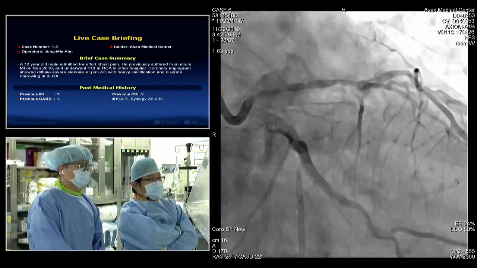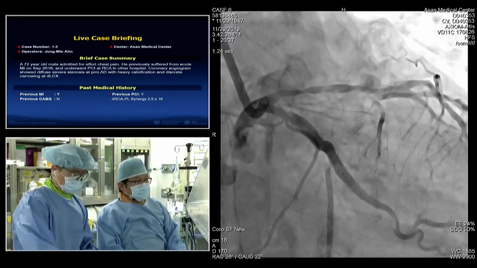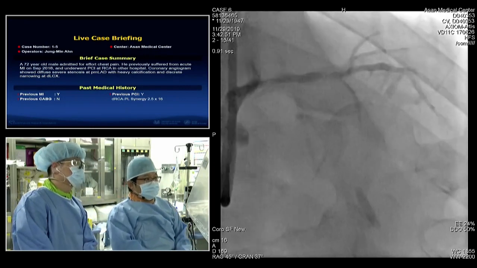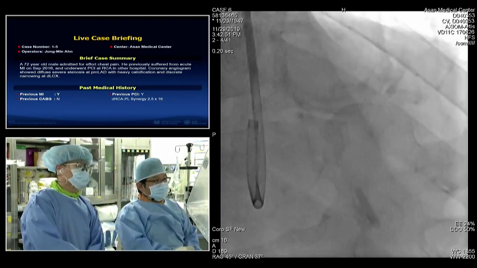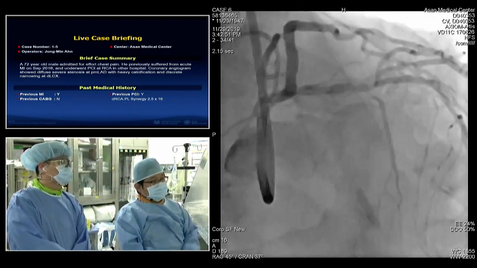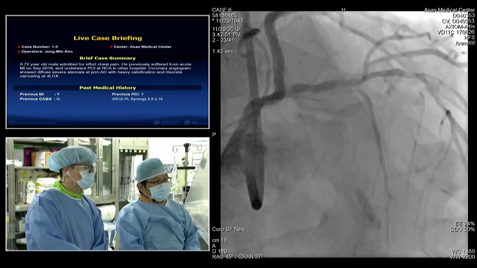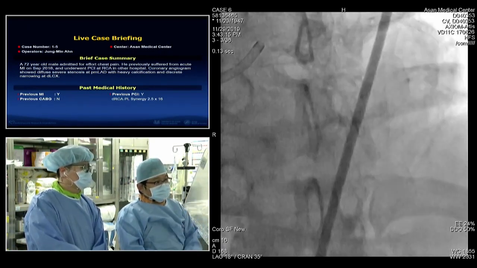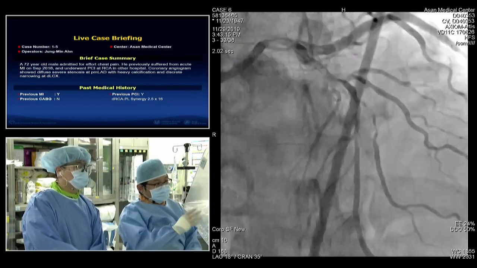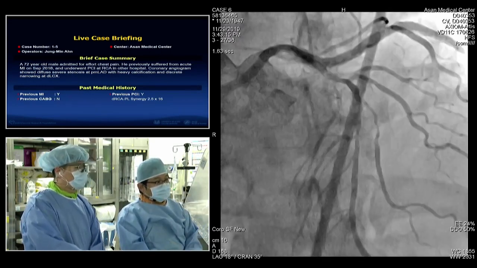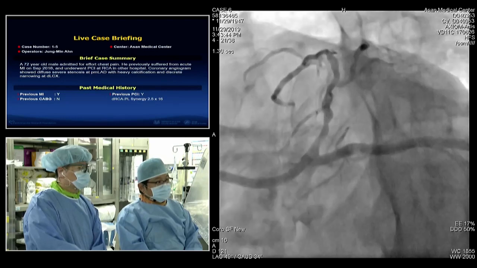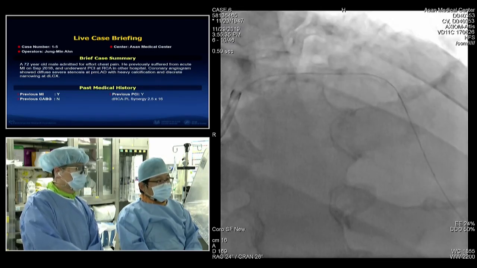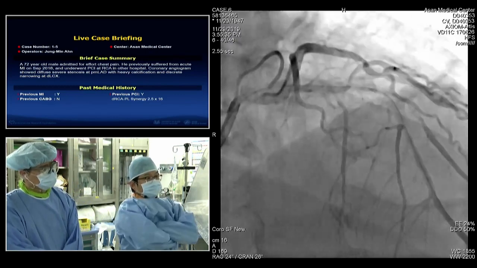Another diffuse calcified lesion. Could you show us another view? Right, a different view. Okay, very heavily calcified. You can see there's some calcified vessel. Next, please. Some angulation. Two side branches, the diagonal branch and another small diagonal branch. Next, please. Next. Very heavy fluoroscopic calcification.